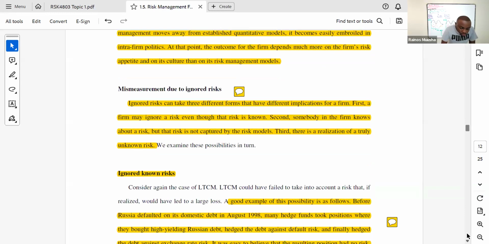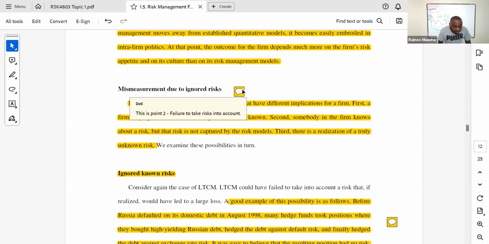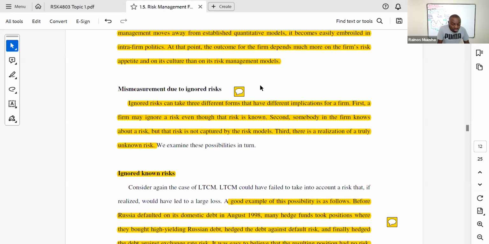They also look at mismanagement due to ignored risks. And yet they say ignored risks can take three different forms that have different implications for a firm. First, a firm may ignore a risk even though that risk is known. Second, somebody in the firm knows about a risk, but that risk is not captured by the risk models. And third, there is a realization of a truly unknown risk. So this also can end up resulting in mismeasurement of the risk exposure, because you have not been able to account for these risks.